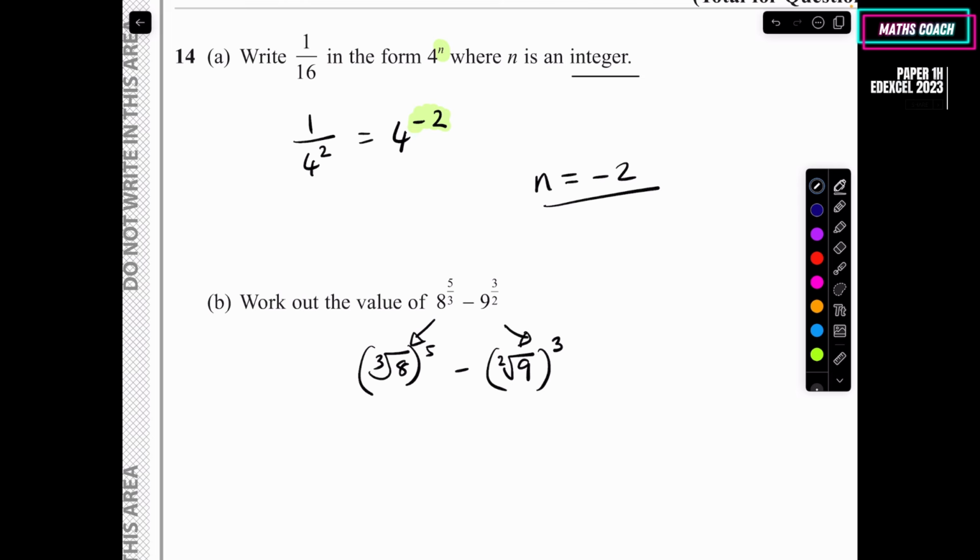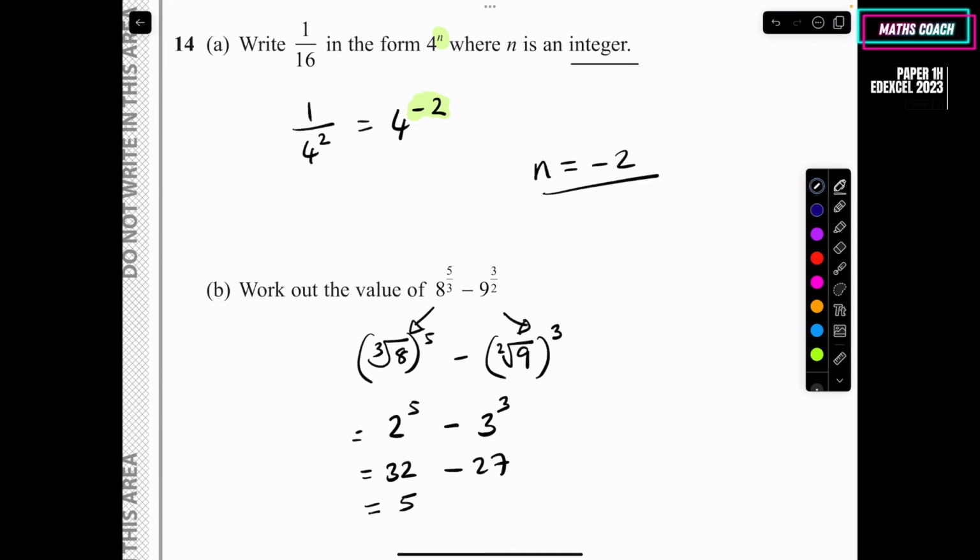Now, what is the cube root of 8? The cube root of 8 is 2, and then the 5 is hanging around outside. What's the square root of 9? That is 3, and the 3 is hanging around to power it. So what is 2 to the power of 5? 2 to the power of 5 is 32. 3 to the power of 3 is 27. So what is 32 take away 27? It is 5. So the value of that is 5.